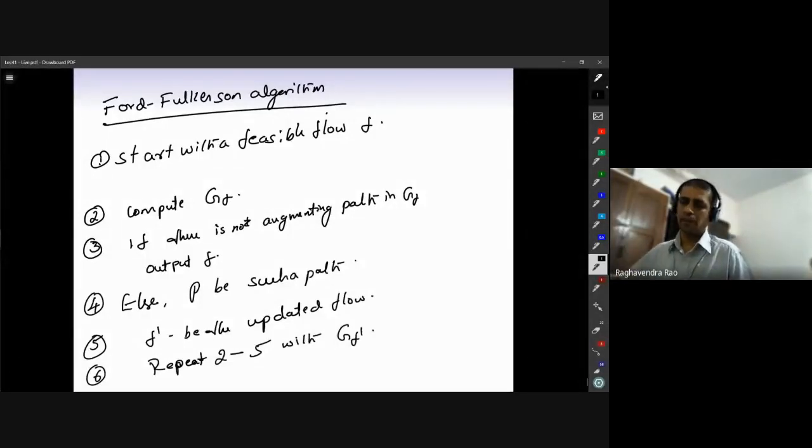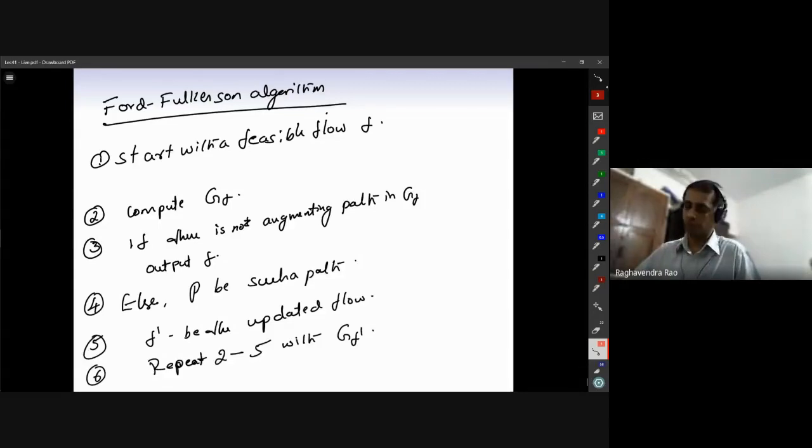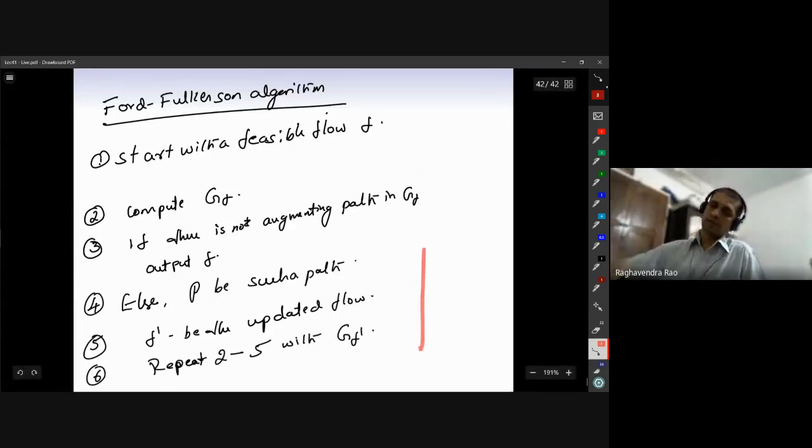So keep on updating the flow, and hence updating the residual network, and repeat it until there is no path. If there is no augmenting path, output F. Since the flow value increases by a non-zero value, and the maximum flow value is a finite number, this will run for a finite number of steps.